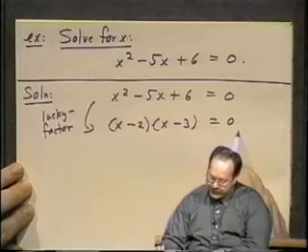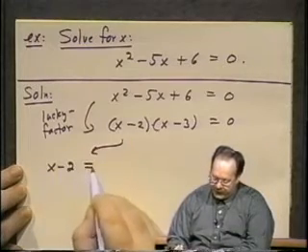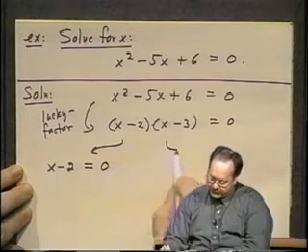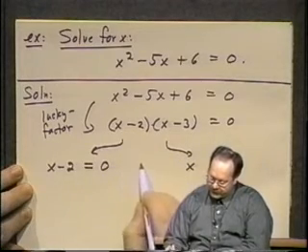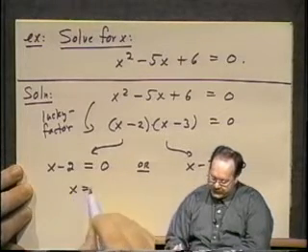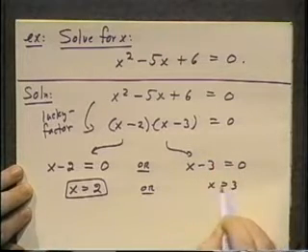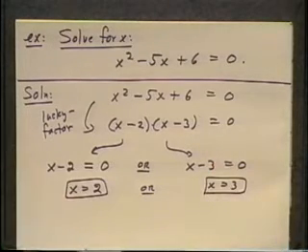Then if this product equals 0, as we've seen before, that can only happen if either one of the two factors is 0. So x minus 2 is 0 or x minus 3 is 0. Of course, that means x is equal to 2 or x is equal to 3. And so those are the numerical solutions here.